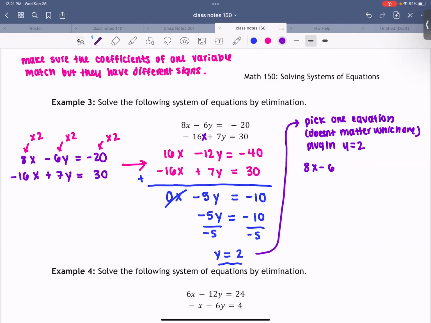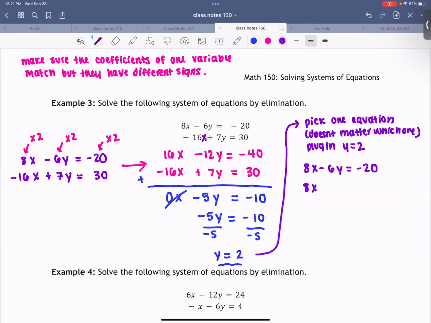8x minus 6y equals negative 20. Okay, plugging in y equals 2, I'm going to get 8x minus 6 times 2 equals negative 20. 6 times 2 is 12. So I have 8x minus 12 equals negative 20.